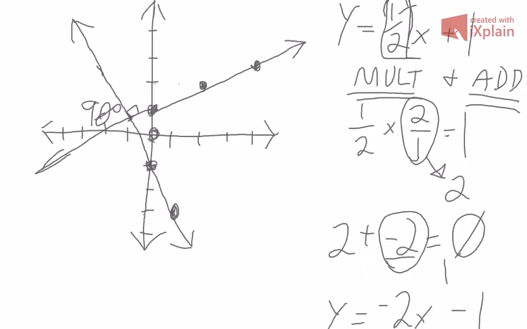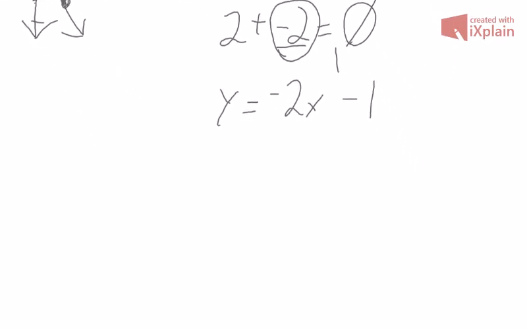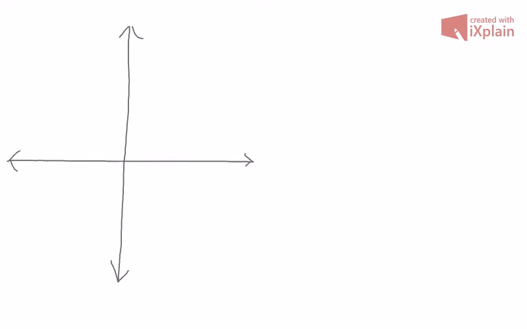All right, let's put that aside and let's look at parallel lines. Parallel lines means they're never going to touch each other. So let's again give ourselves a coordinate plane, a nice easy coordinate plane.